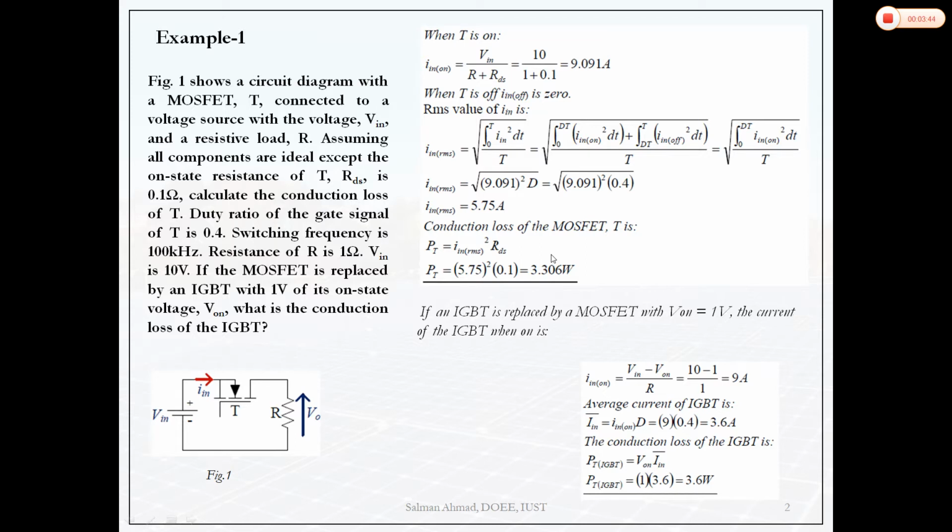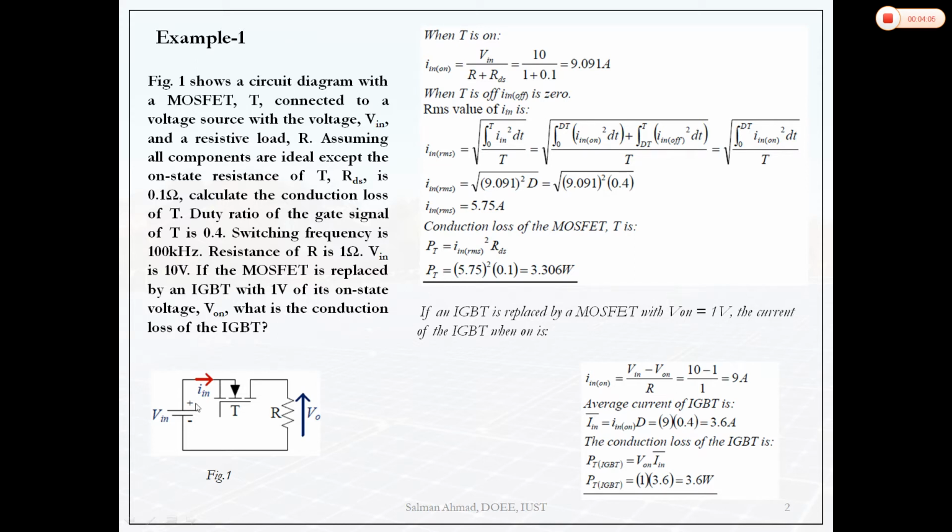Now the conduction loss of the MOSFET will be given by I in RMS squared times RDS on. So the power dissipated in the MOSFET is 5.75 squared times 0.1. We get 3.306 watt power loss.